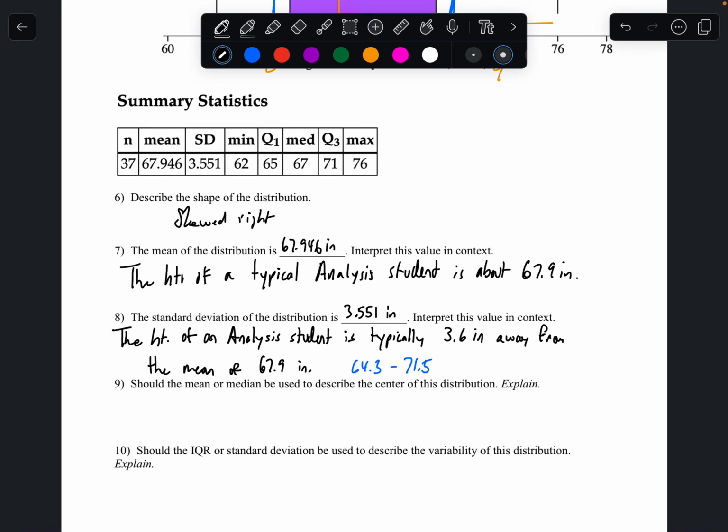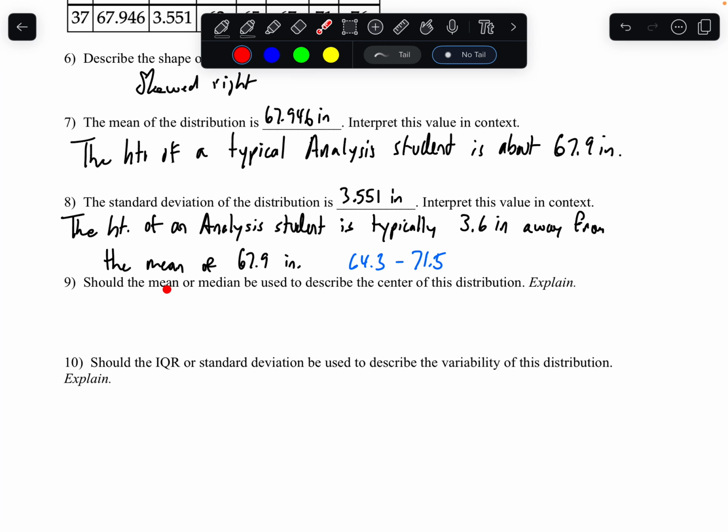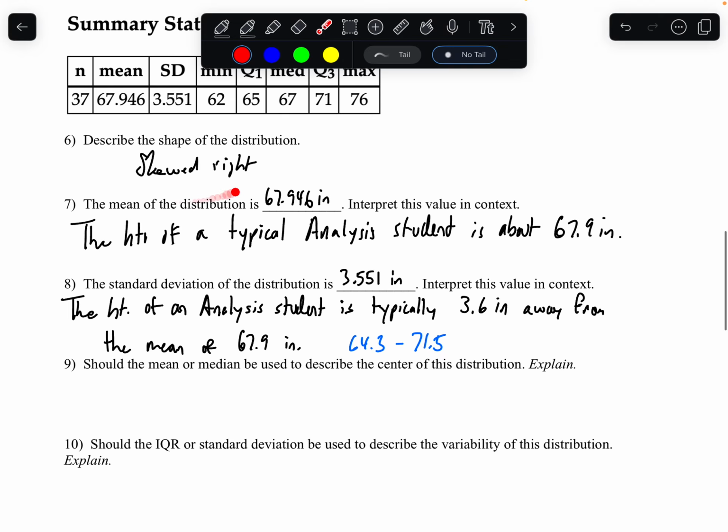And these last two questions are asking about should the mean or the median be used, should the IQR or the standard deviation be used to describe the center and the variability. This gets to the idea of resistance, that the mean and the standard deviation are both non-resistant to skew and outliers, whereas the median and the IQR are resistant to skew and outliers. And so since our distribution is skewed right, we would not want to use the mean or the standard deviation to describe the center or the variability. So kind of getting that way.